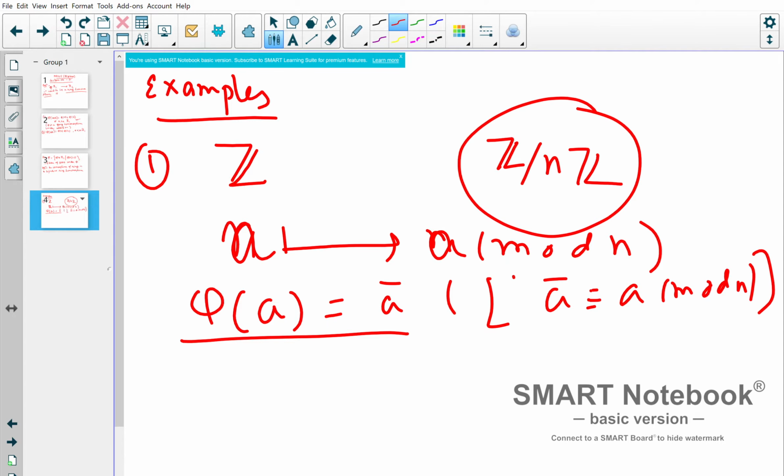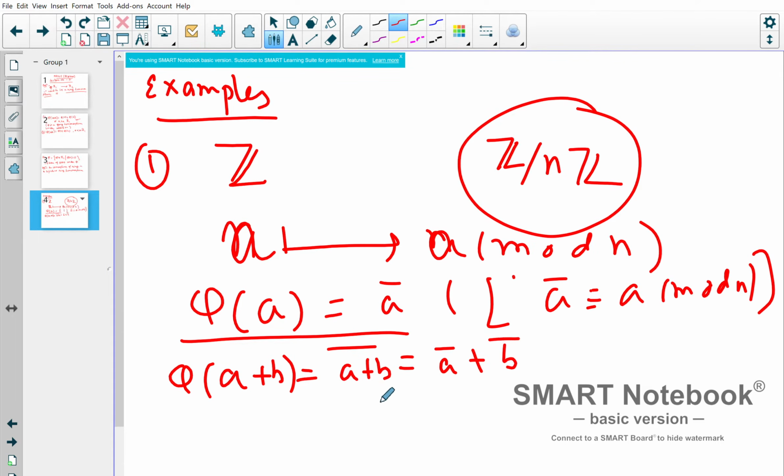You can easily check that phi of a plus b equals a plus b whole bar, which is nothing but a bar plus b bar. This is obvious, it is the property of congruence modulo n. You can also check that phi of ab equals ab whole bar, which is nothing but a bar times b bar. So this is a general simple homomorphism.